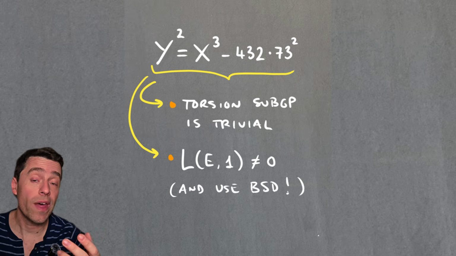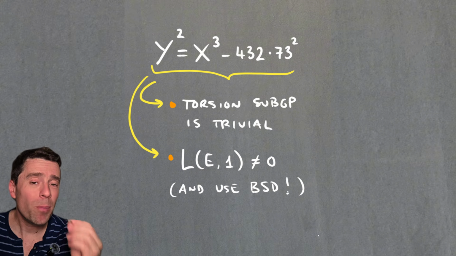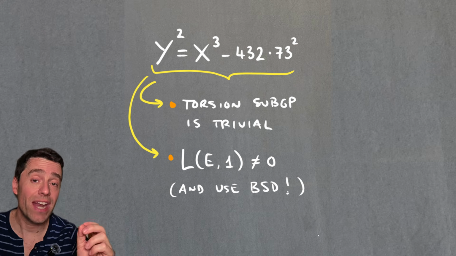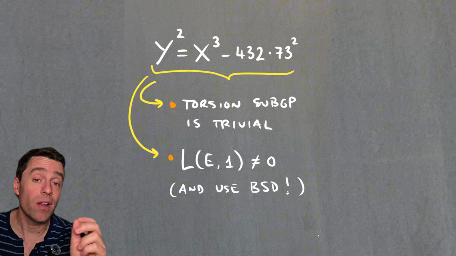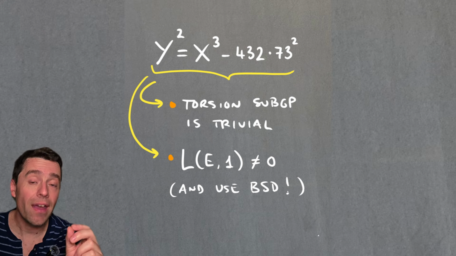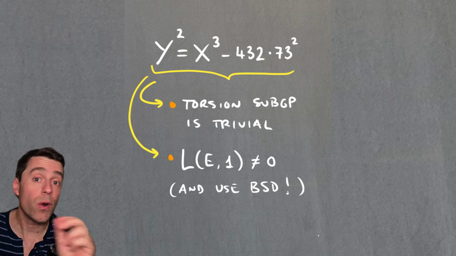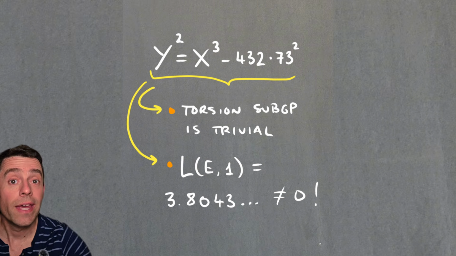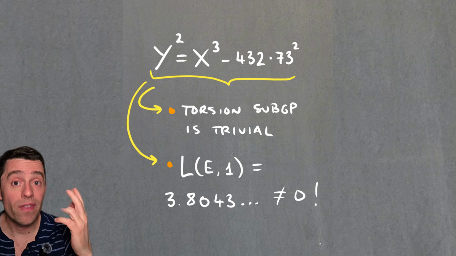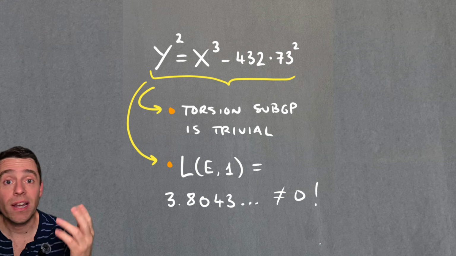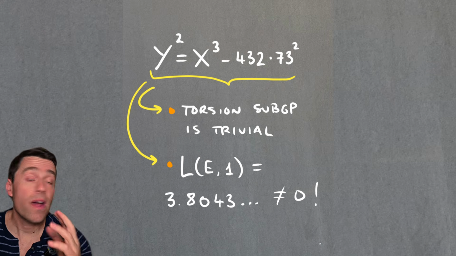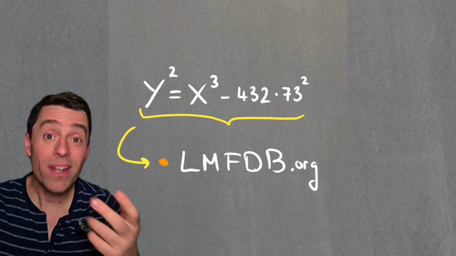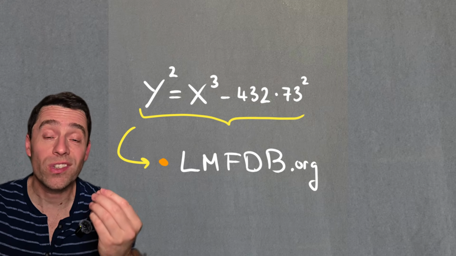Alternatively, we can again prove that the torsion subgroup is trivial, and then prove that the L function of the elliptic curve at the value s equals 1 does not vanish. And then the Birch and Swinnerton-Dyer conjecture, which is known in this case, if the L function doesn't vanish, then it would imply that the rank is 0 and therefore there are no rational points on this curve. And in fact, one can use analytic methods to prove that the value of the L function at 1 is something like 3.8, so far away from 0, so it doesn't vanish, and therefore the rank is 0 and there are no rational points.